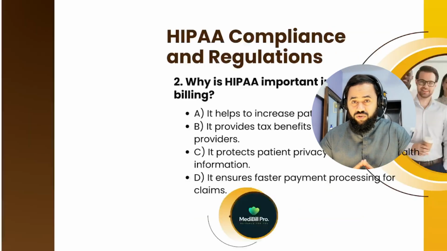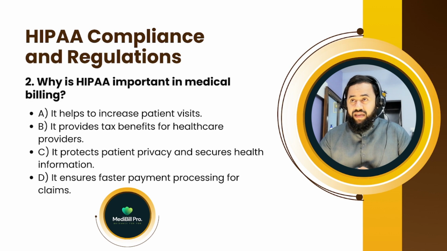What should be our next question? Why is HIPAA important in medical billing? What are the different kinds of importance of the HIPAA rule in medical billing? Option A is it helps to increase patient visits. Option B is it provides tax benefits for healthcare providers. Option C, it protects patient privacy and secures health information. Option D is it ensures faster payment processing for claims.